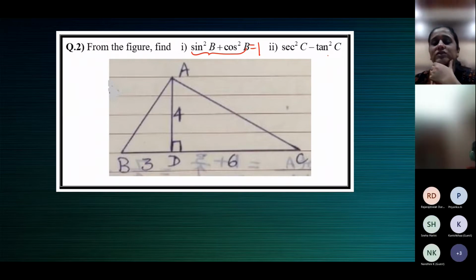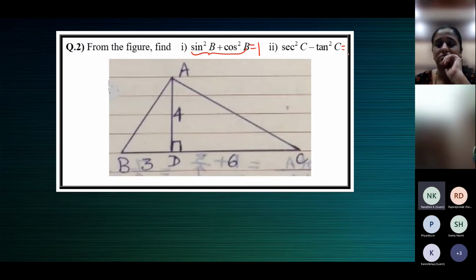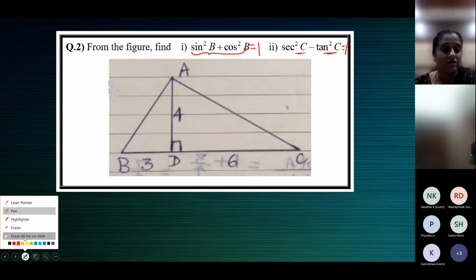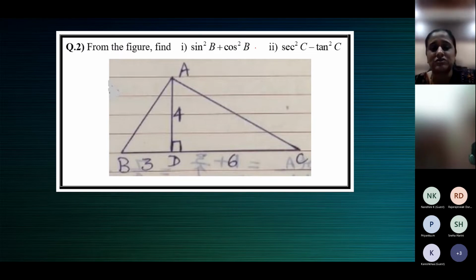And what do you think should be the answer for this one? Secant square c minus tan square c? One, ma'am. Why? What is the identity? Secant square theta minus tan square theta is equal to 1. So secant square c minus tan square c should be 1. You know the answer, but you have to work. So for both the expressions, the value is 1.